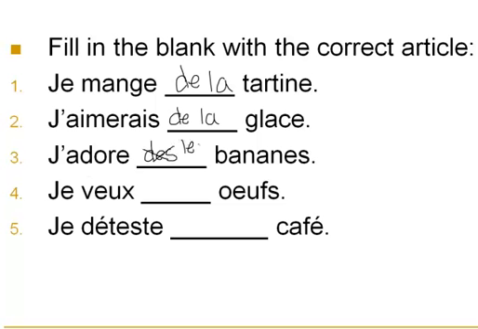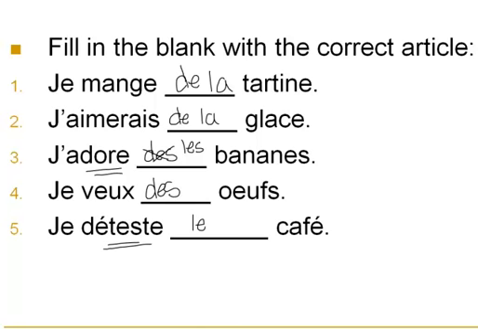J'adore les bananes because it's a like. We want to use only le, la, les. And then I want some eggs. Je veux des œufs. And I hate coffee. Je déteste le café because it's a dislike and you only use definite articles with it. Alright, so those are those answers if you want to check to see if you got those correct.